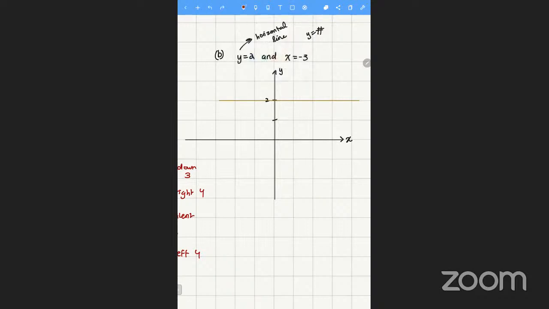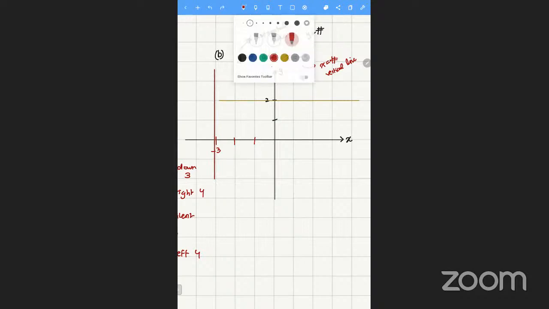Okay, and how about x equals a number? What will that give us? Okay, so that will give us a vertical line. And where will the vertical line hit the x-axis? Okay, so it's going to look like that. So wait, let me move it so that it actually goes through -3, right? Like that. Now tell me, where's the point of intersection of the two lines?